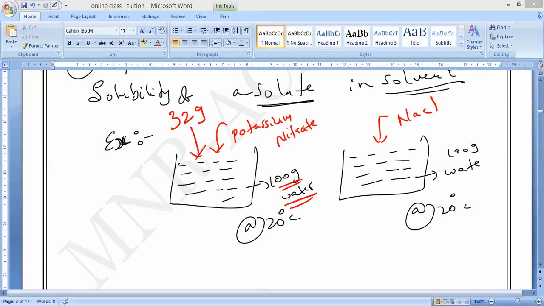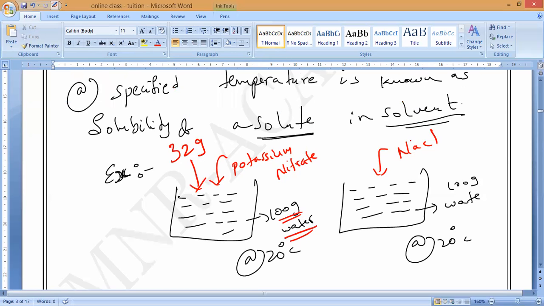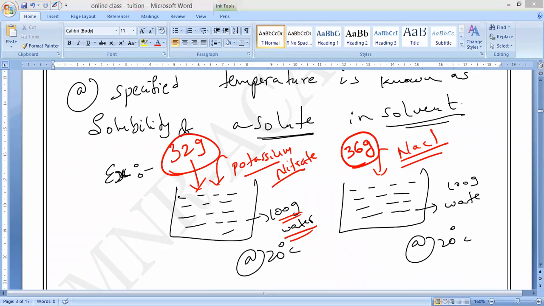Like that, if you take salt, it will dissolve. How much will it dissolve maximum at 20 degrees Celsius? 36 grams. Is it yes or no? So this 32 grams is the solubility of potassium nitrate, and 36 grams is the solubility of sodium chloride. Like this, different substances have different solubility. At the same fixed temperature and the same amount of solvent, different substances will dissolve in different amounts. Do you understand, guys?